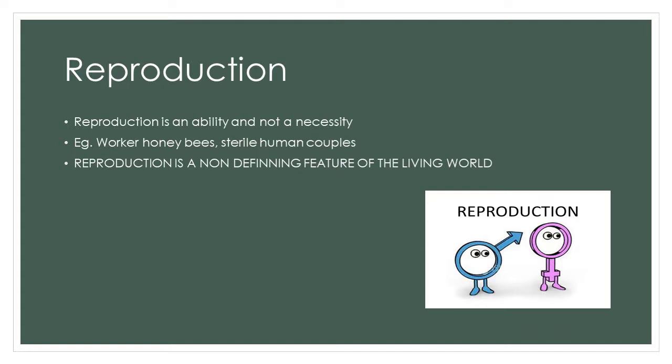Reproduction is an ability and not a necessity. Suppose worker honeybees and sterile human couples are there. These are living beings, but they are not reproducing. Does it mean they are not living? No, they are living. So reproduction is a non-defining feature of the living world.